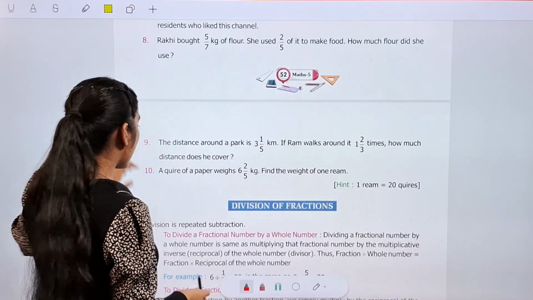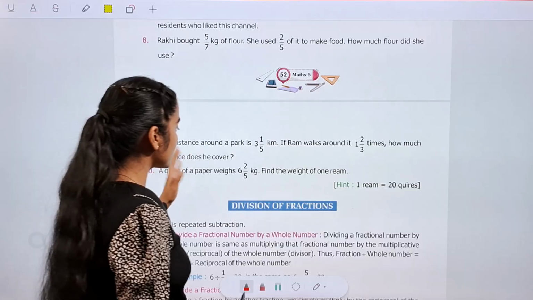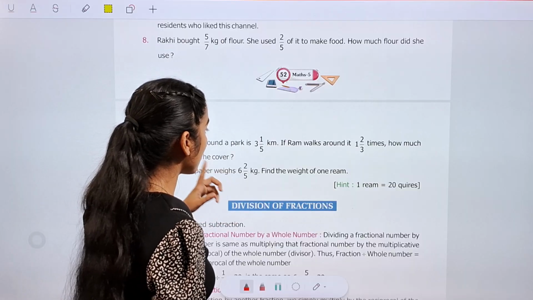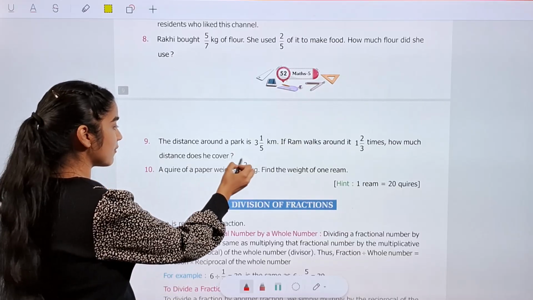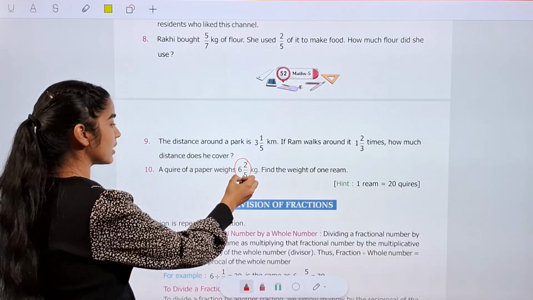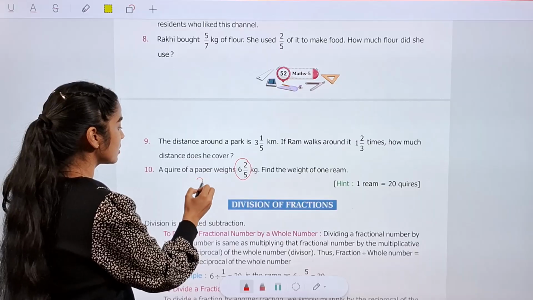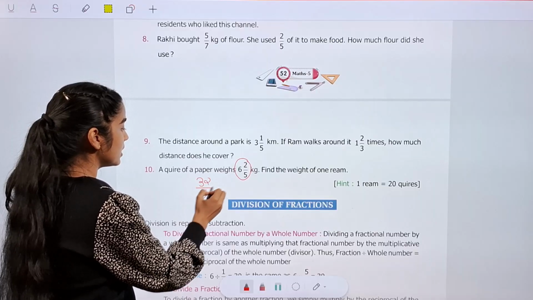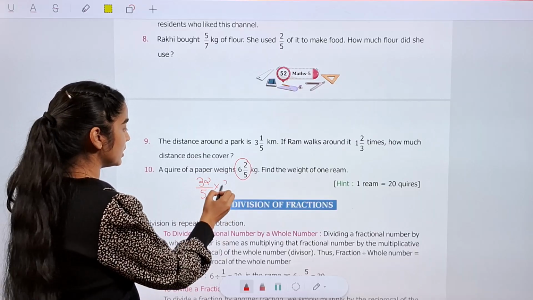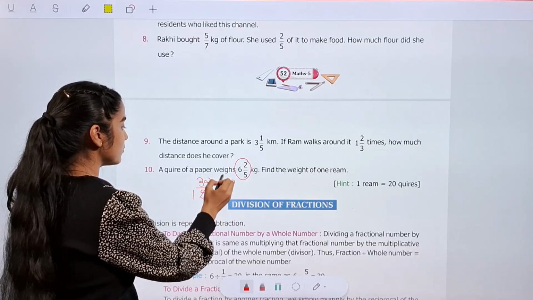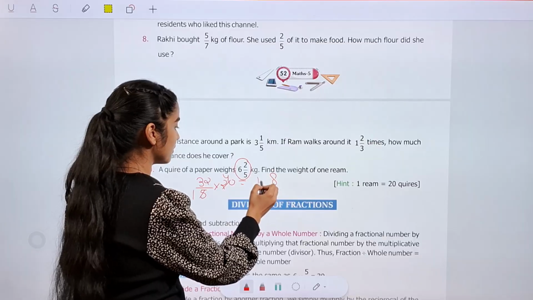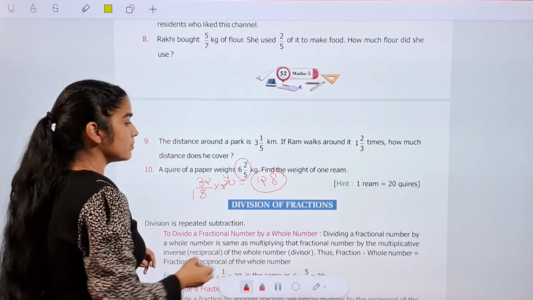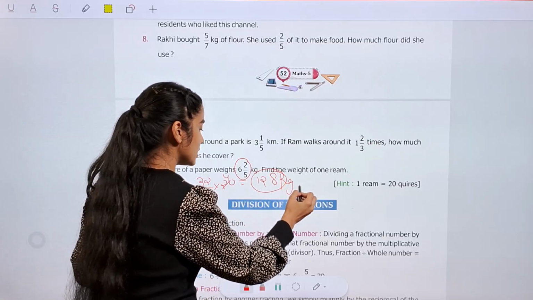Now, a quire of paper weighs 6 2 by 5 kg. Find the weight of 1 ream. And 1 ream is equal to 20 quires. So, first we have to change into improper fraction. 5 6s are 30. 30 plus 2 is 32 upon 5. Then you have to multiply it by 20. So, 5 1s are 5. 5 4s are 20. 32 multiplied by 4 is 128. So the weight of one ream is equal to 128 kg.